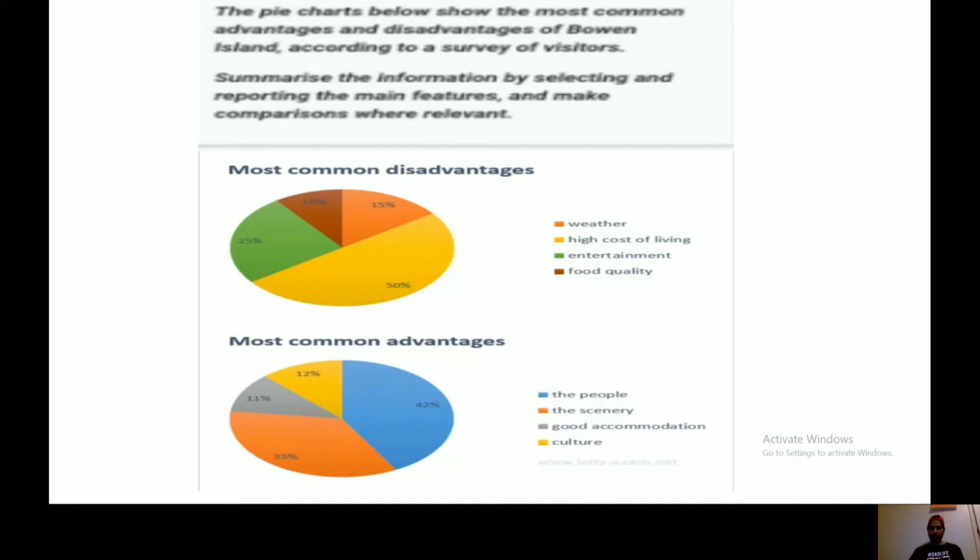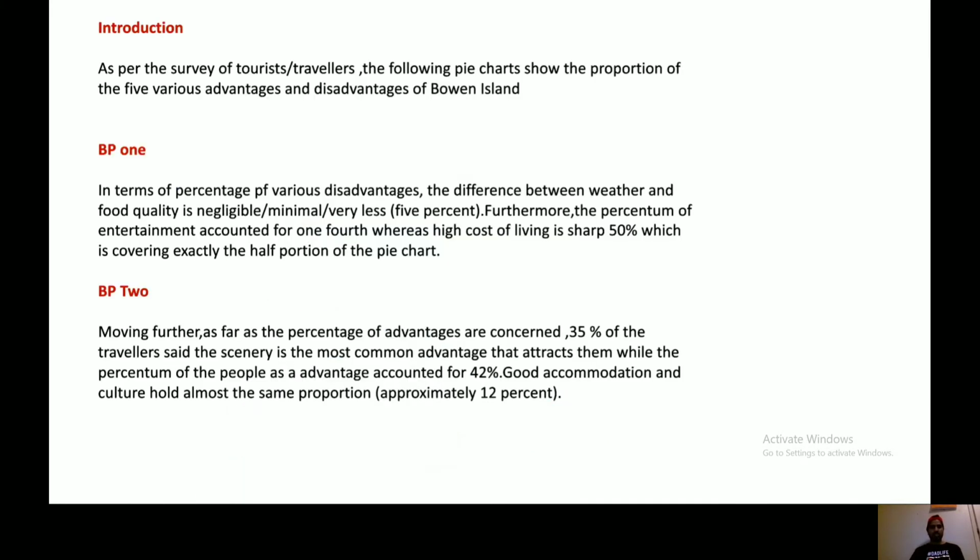So without wasting more time, let's start with the introduction. Here I have used "as per the survey of tourists and travelers". You can use either tourists or travelers, because in the question we have been given "visitors". Tourists and travelers are synonyms of visitors, so you can use paraphrasing in the introduction. That's what you have to do.